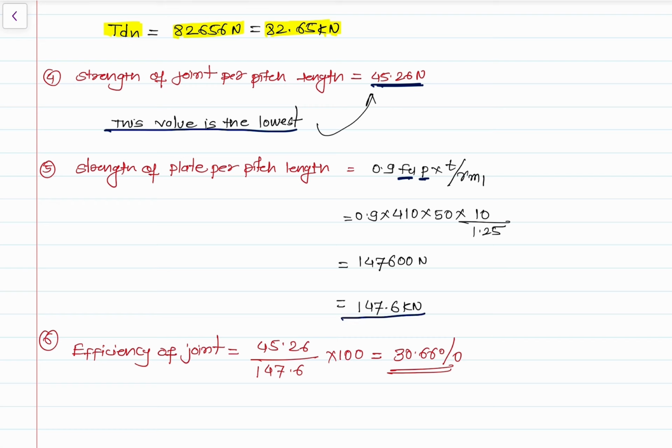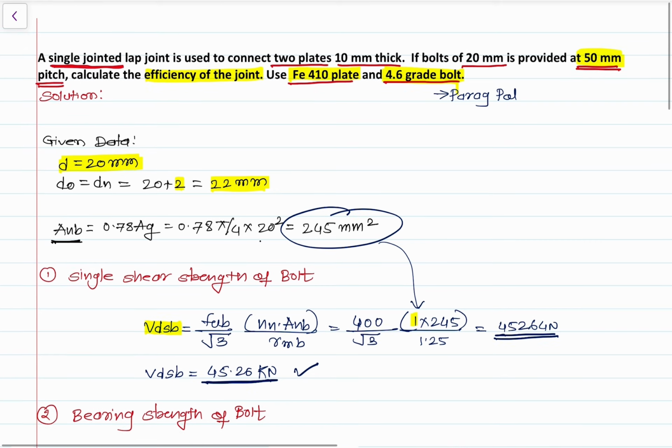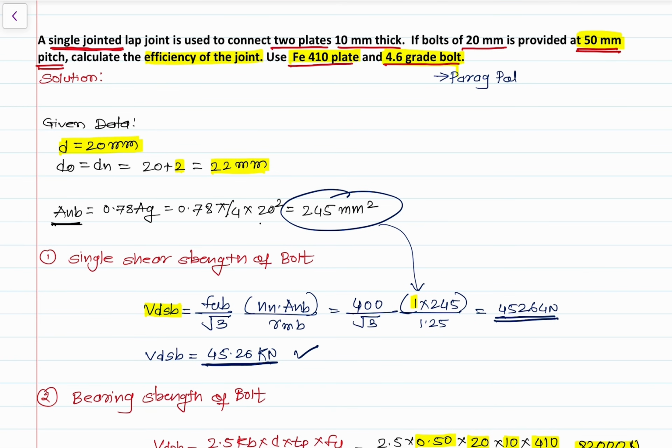Now let's understand the efficiency. Now you can calculate the efficiency, and it is calculated by whatever your strength of the joint, this one value, which is lowest of VDSB and VDPB, understand, and the value which is strength of the plate. So strength of the joint divided by the strength of the plate per pitch length, okay. This is very important, and multiplied by 100, you will get the efficiency in percentage, 30.66%, right. So this is a step-by-step procedure to calculate the efficiency in percentage, okay.